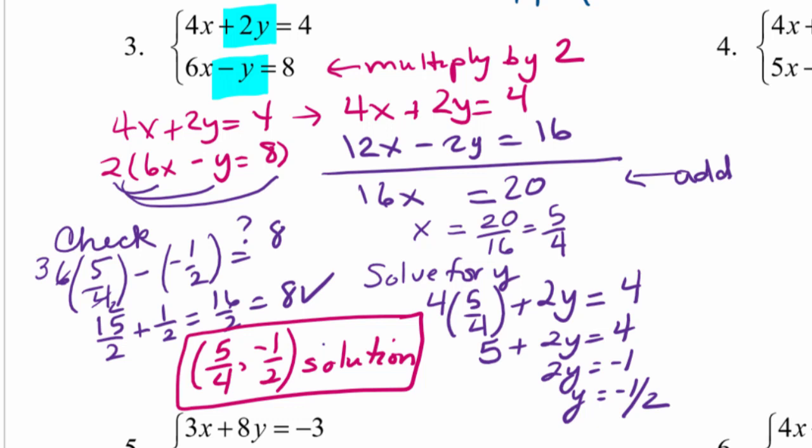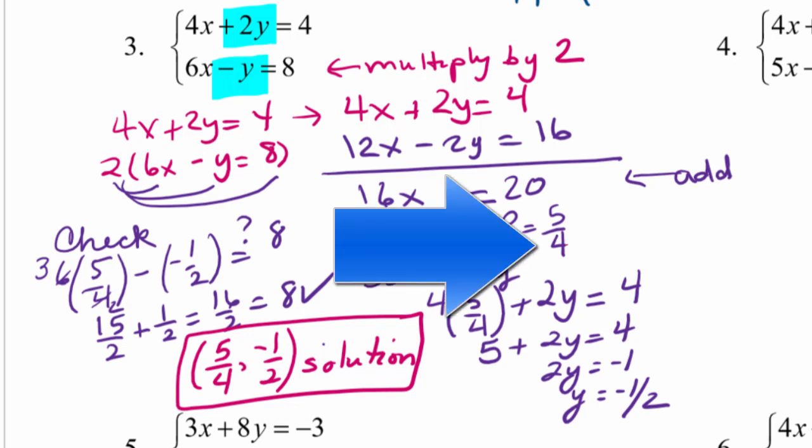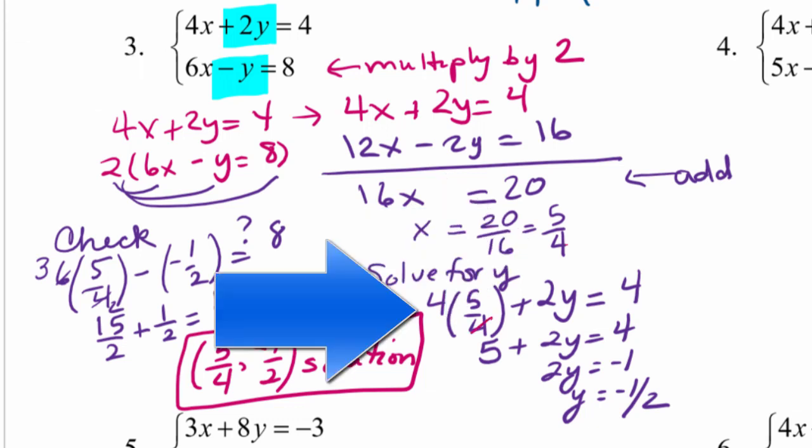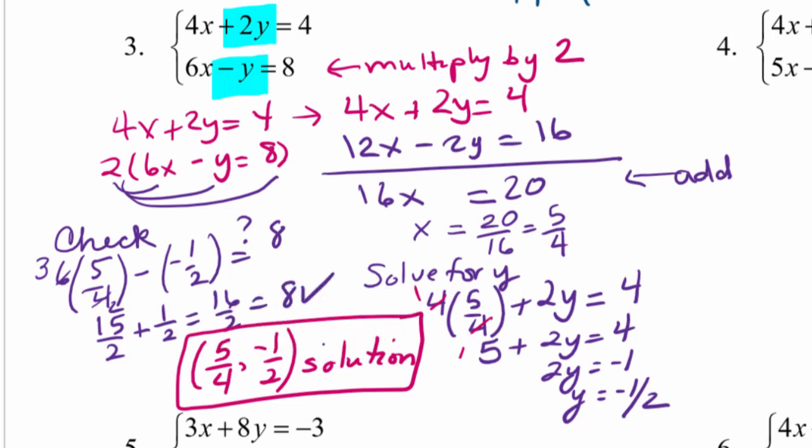I used the fact that my x had a 4 in the denominator and chose the top equation to solve for y. See what I did? Because then the 4's would cancel. See, I was clever there. And so then I got 5 plus 2y equals 4. Subtracted, I got y equals -1/2.